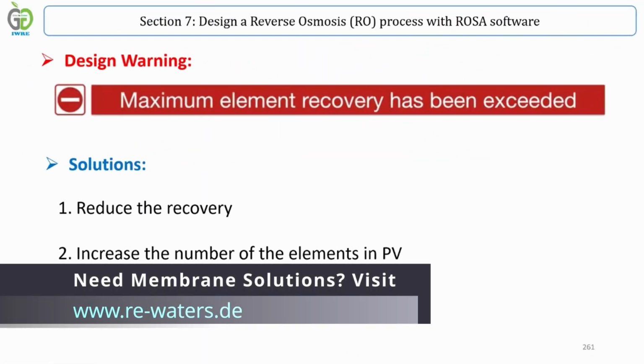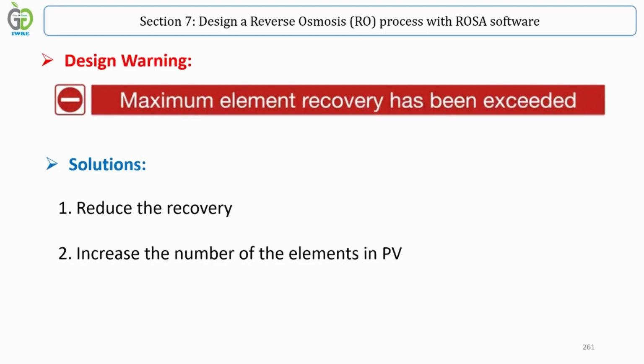To solve this design warning, you have two solutions. You can reduce the recovery or increase the number of elements in the pressure vessel. In our case, we cannot reduce the recovery because the customer wanted the recovery to be 55%, and that's why we cannot reduce the recovery. In our case, we increase the number of elements in each pressure vessel and get a report again to see.